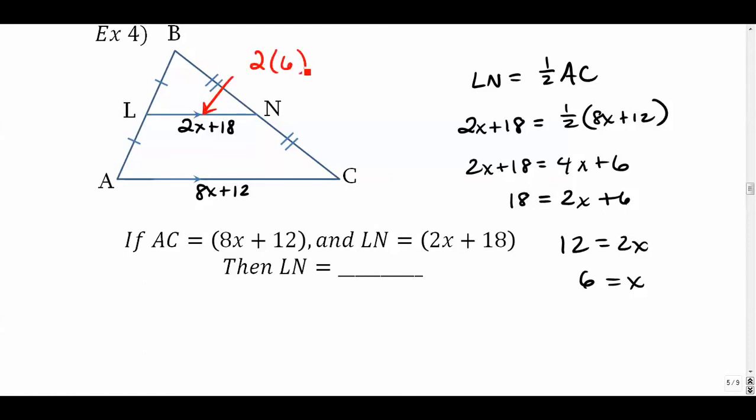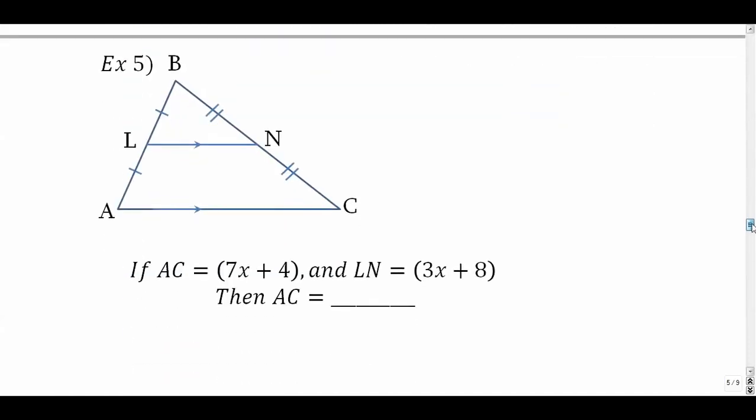2 times 6 plus 18, that's 12 and 18, that's 30. Let's check to make sure this is 60. 8 times 6 is 48, 48 plus 12 is 60, that fits nicely. Number 5.